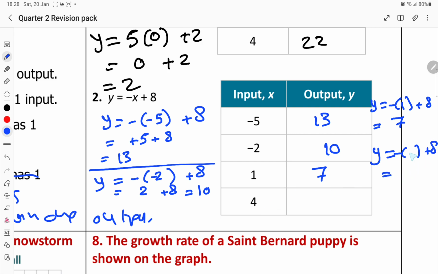Y equals, again, negative x plus 8. What is the x here? X is 4. So minus 4 plus 8, different signs, subtract. 8 minus 4, 4. Very good. It is positive because the 8 is bigger than the 4. So we took its sign.